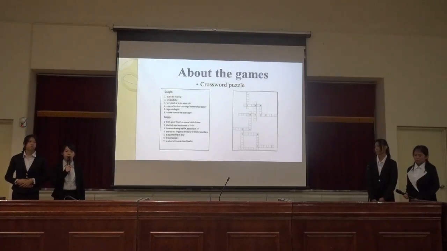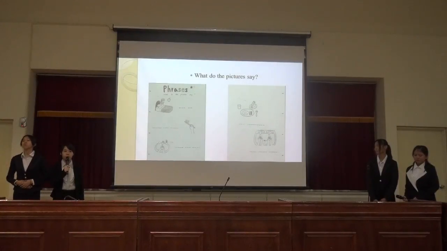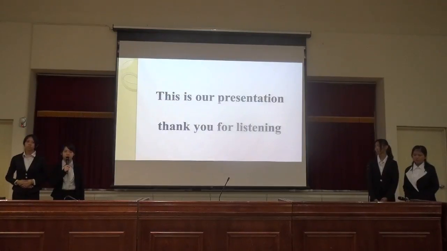A crossword puzzle is a game that gives you the description of the words and you guess what the words are. "What do the pictures say?" gives you some pictures with people's actions. Then you write down the verbal phrases that people do in the pictures. We hope children can learn more simple words and common verbal phrases from these games in our book, inspiring their interest in learning English. This is our presentation. Thank you for listening.